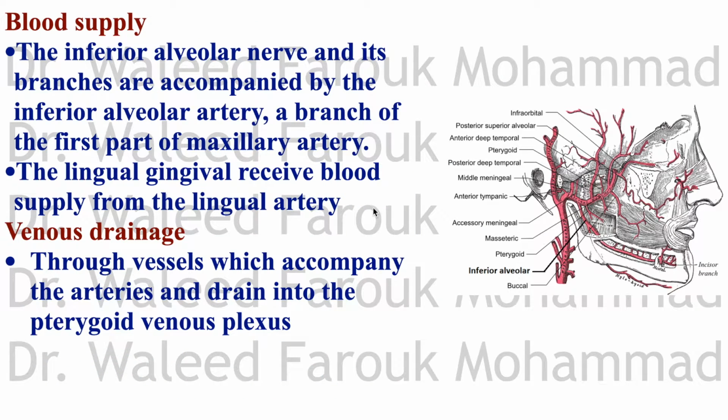The blood supply also follows the nerve supply by the inferior alveolar artery, a branch of the first part of the maxillary artery. As you remember, we studied this in the infratemporal fossa. You can refer to the lecture about the infratemporal fossa. The maxillary artery has 15 branches, the first part, second part, and third part, and this is in relation to the medial pterygoid, to the lateral pterygoid muscle in the infratemporal fossa.